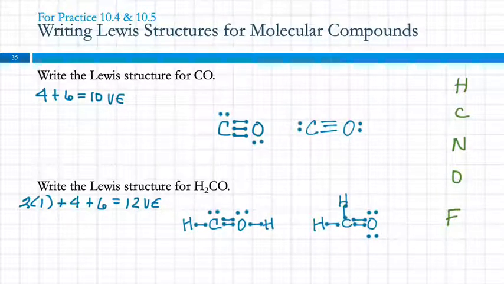How many valence electrons does hydrogen have? As an atom? 1. And how about carbon? 4. 1, 2, 3, 4. Nitrogen has 5. 1, 2, 3, 4, 5. Oxygen has 6. 1, 2, 3, 4, 5, 6. And fluorine has 7.